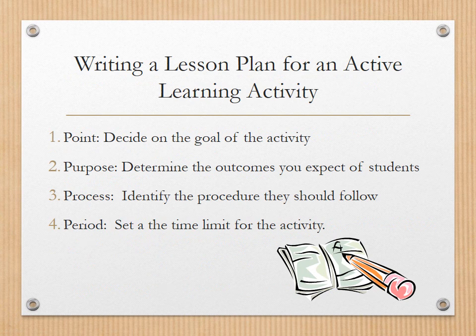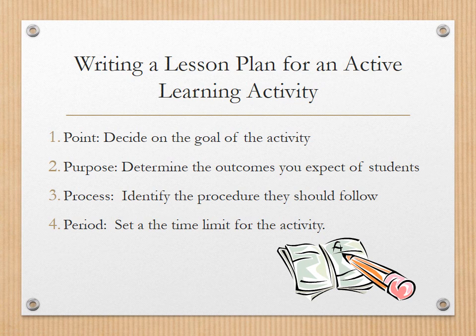So you want to think about lesson planning from an active learning perspective. First, and again, I'm going to do the 4 Ps, I know. What's the point? Decide on the goal of the activity, the purpose, determine the outcomes you expect of the students. What is the course learning objective and the outcome you are seeking?